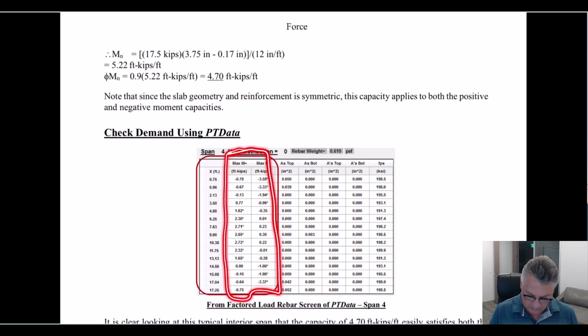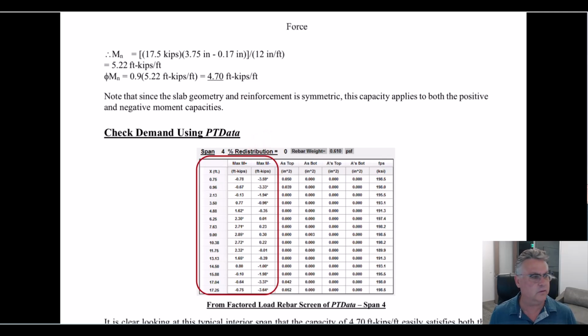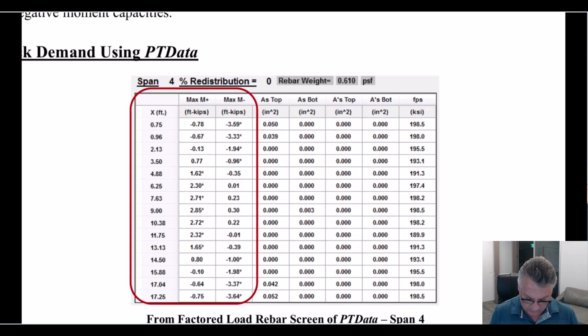So these are the demand moments. There's a maximum positive and a maximum negative based upon the skipping of the live load. So you've got to figure out which one of these at each location is your larger one. Not hard to do. So you get the point. It will actually calculate the area of top and bottom steel if you need any.